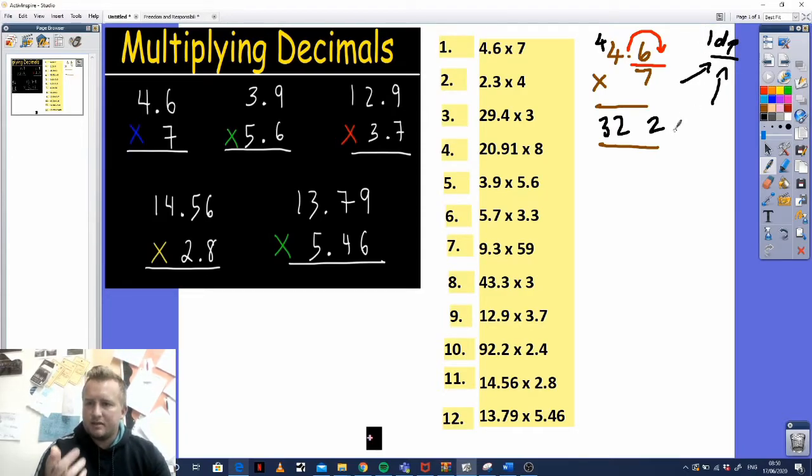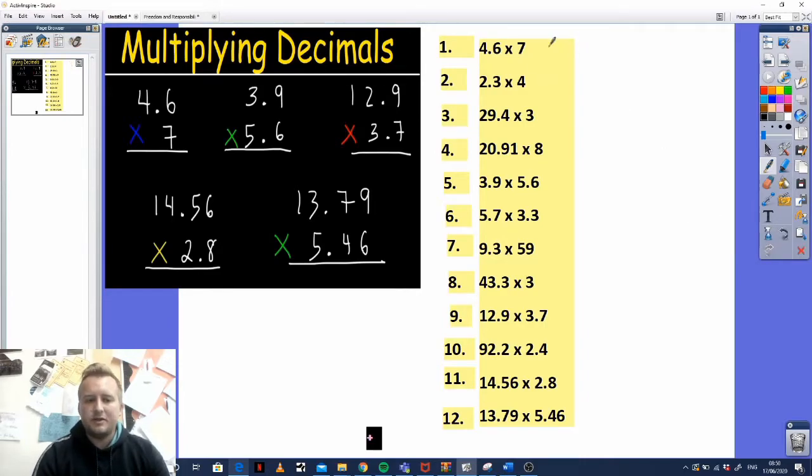So what I'm teaching here is, because it's 1 decimal place, I'm going to move my decimal point 1 decimal place, and that's 32.2. So 32.2 is perfect because I estimated that 4 times 7 is around 28. 32 is quite close to 28, and I know I've got the right answer.